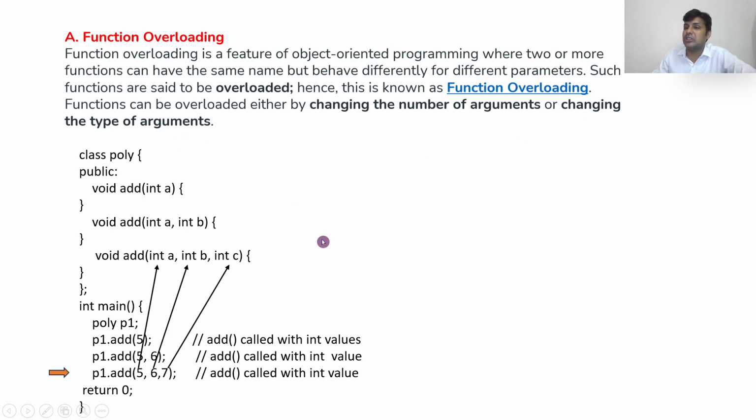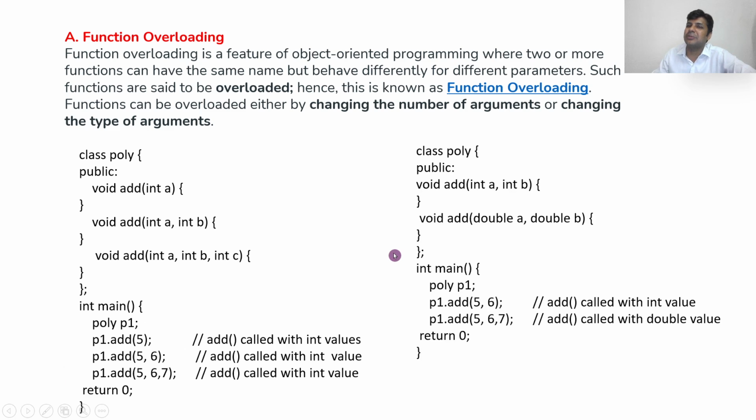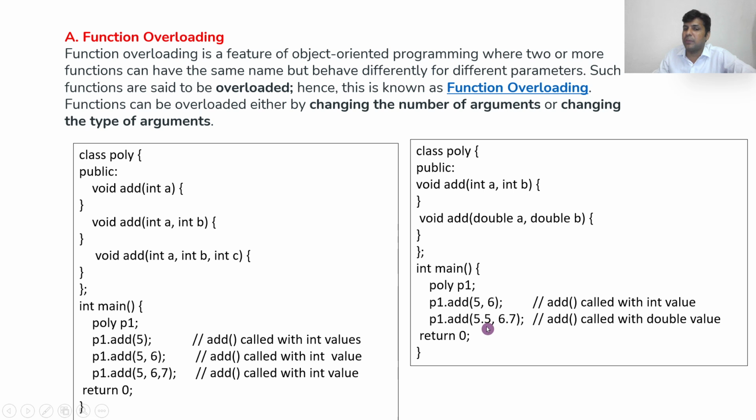Now what is this changing the type of arguments? Let us see another example. See what I have done here. You can see 2 parameters and 2 parameters. That means when I call add 5 comma 2 and add 5.5 and 6.7, here also I am passing 2 parameters, here also 2 parameters. Now which one will it call?